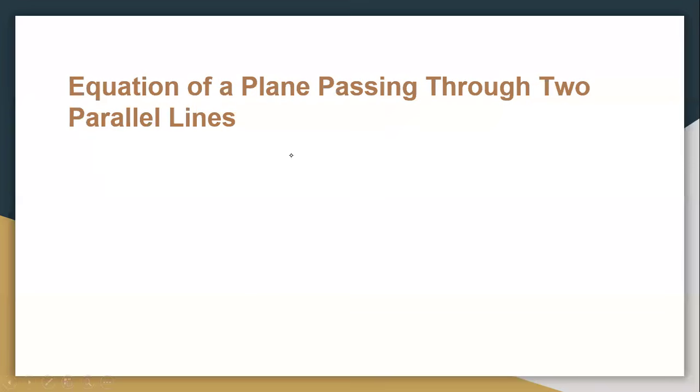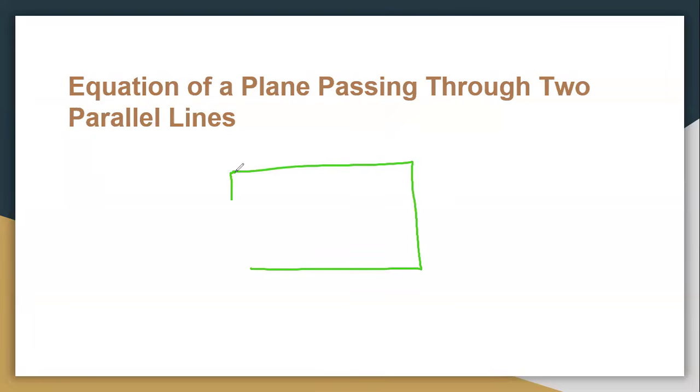Okay, we have the last case: the equation of a plane passing through 2 parallel lines. Now, this is very important. We have a plane and we have 2 parallel lines. I think I showed you those lines. Now, what do you do?